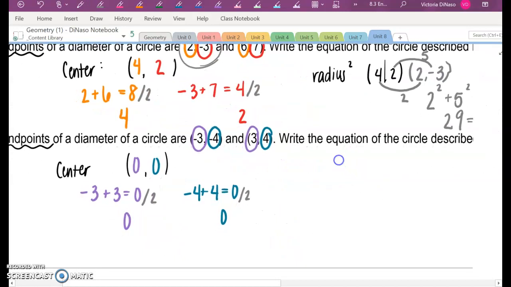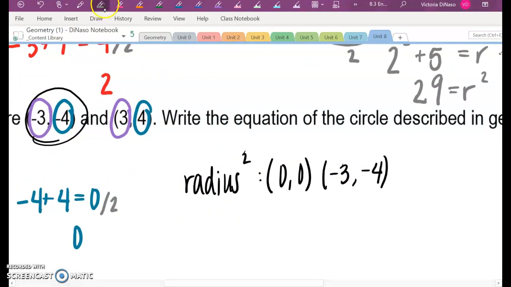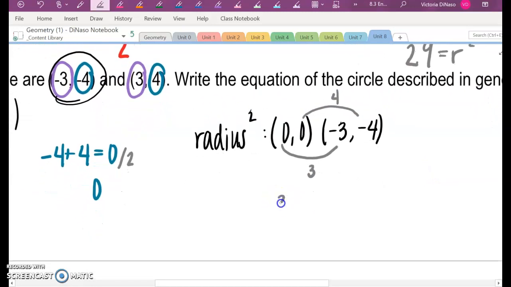The last thing that we have to do is figure out our radius squared. So we've got our center, which is at 0, 0. You could pick either endpoint. I'll pick negative 3, negative 4. And what you're going to do is a little bit of counting. So when I go from 0 to negative 3, again, positives and negatives don't matter. So we've got 3 numbers in between 0 and negative 3. We've got 4 numbers in between 0 and negative 4. So we've got 3 squared plus 4 squared equals r squared. We've got 9 plus 16, which equals 25.